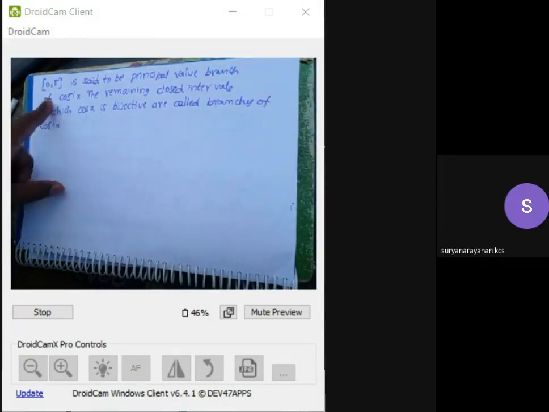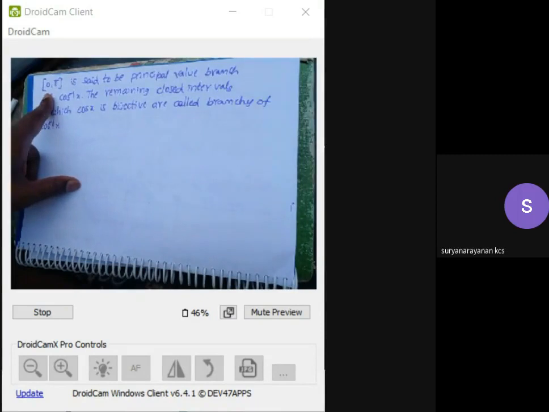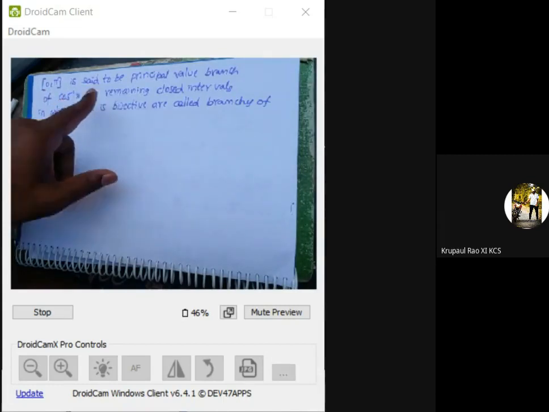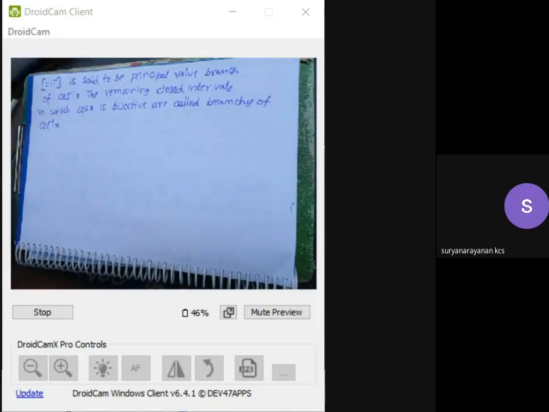Thank you. Krupal, read this sentence. Yes, sir. Sir, 0 comma t is said to be principal value of branch of cos x. The remaining closed interval. Stop. Krupal, stop it. Till now, I have read 2 times.